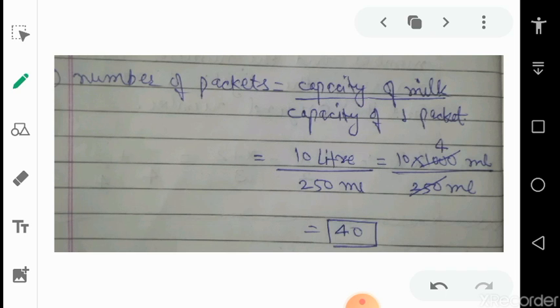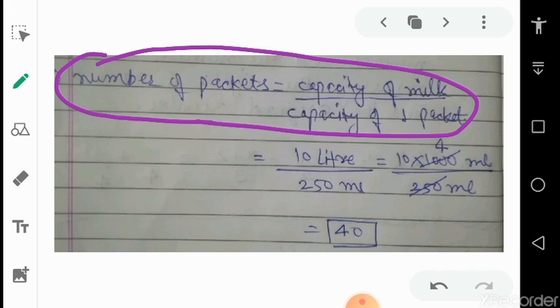In this type of question we write this formula every time. Number of packets equals capacity of milk divided by capacity of one packet. It is given that the capacity of milk is 10 liter and that of one packet is 250 ml. Now liter is converted into ml, so it becomes 10 into 1000, and it is divided by 250 to get 4, and finally we multiply 10 and 4, that is 40. So we have 40 packets of milk, each one having a capacity of 250 ml.